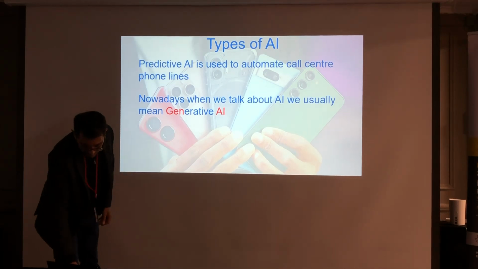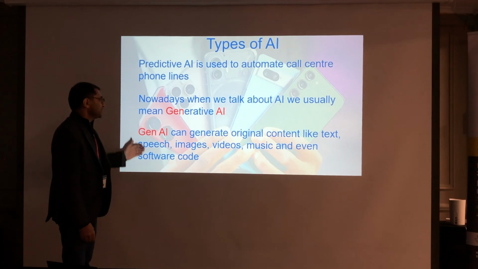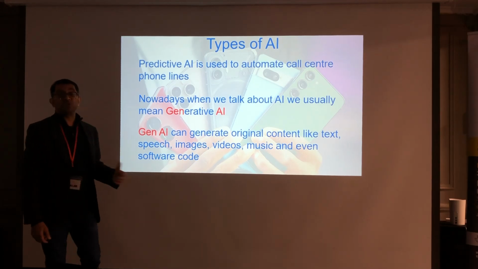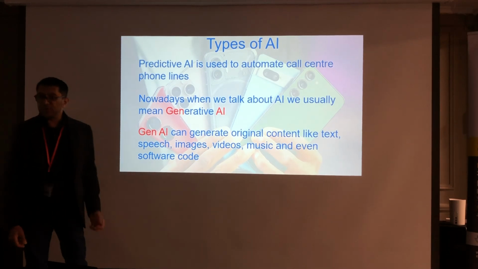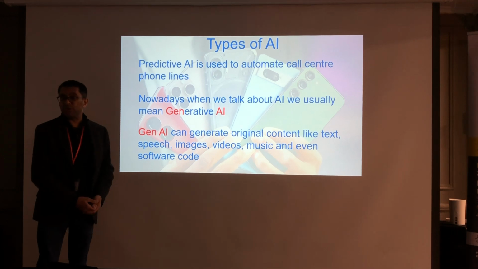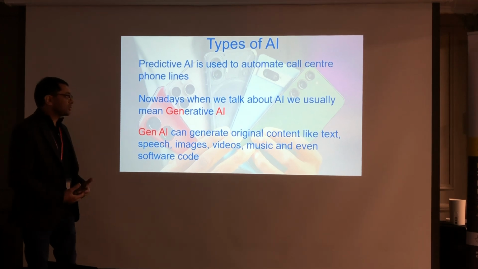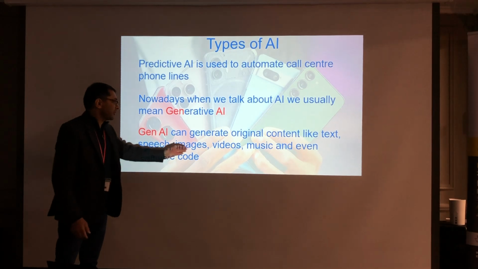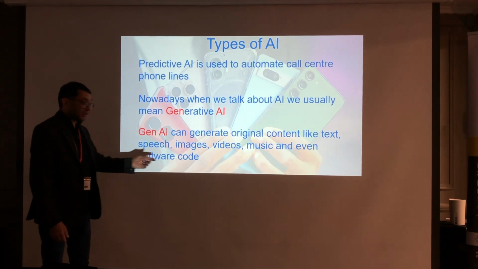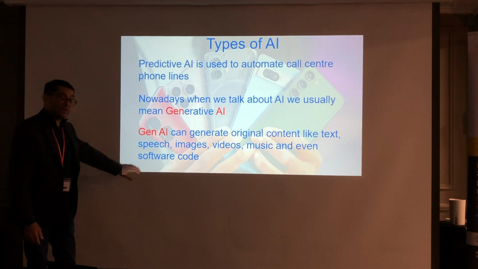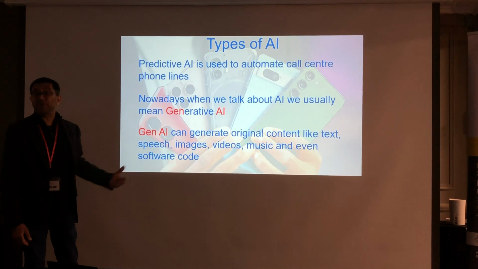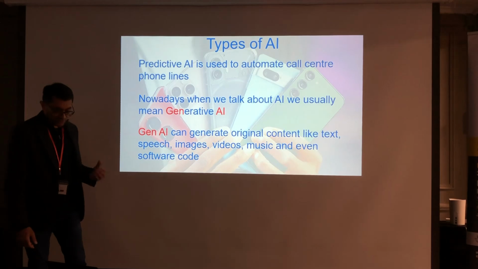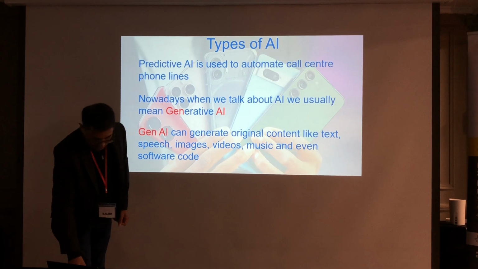And why is it called generative? It's because Gen AI can generate original content. Okay? So it's not just regurgitating something off the web. It's actually generating new content like text. You can ask it to generate something. It can create speech, it can create images, videos, music. I was playing some music earlier. It can even generate software code. It can even program itself. So generative AI is very powerful because it can generate new code.